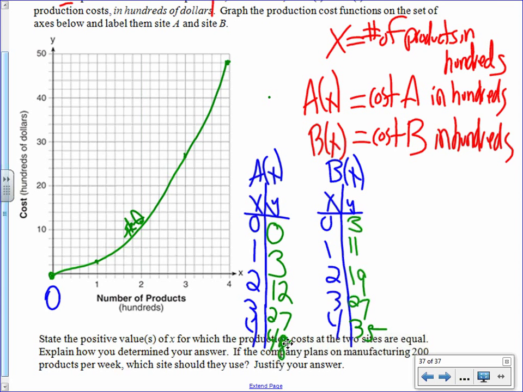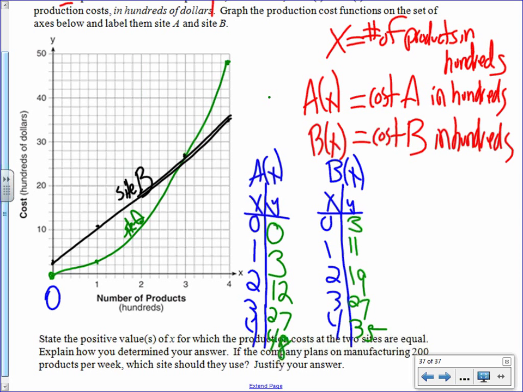Now, site B, 0 comma 3, 1 comma 11, 2 comma 19, 3 comma 27, ooh, same point, that probably means something, and 4 comma 35. My line's a little bit off, but well, that's site B. All right, we got more questions.